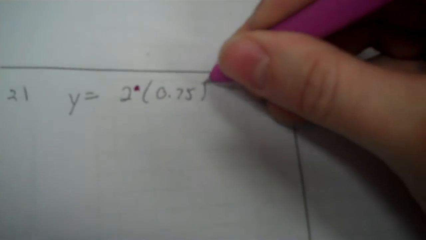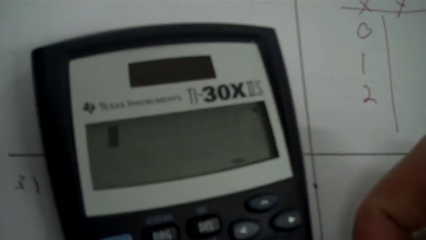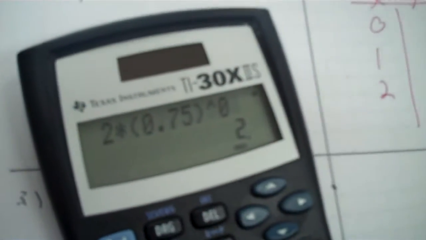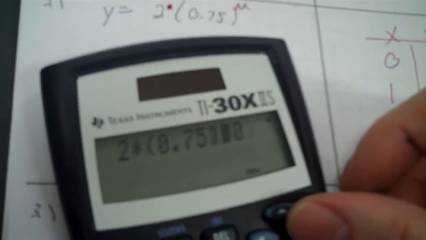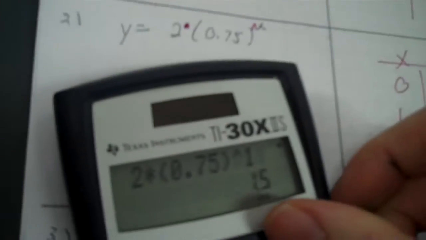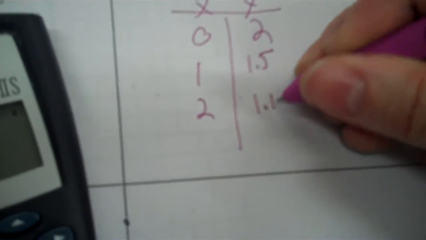Okay, number 2, 2 times 0.75 to the x power. So 0, 1, and 2. So we have 2 times 0.75 raised to the power of 0. So that's 1 times 2 is 2. And then if I raise it to the first power, I get 1.5. That's going down. Now if I raise it to the second power, then I get 1.125. Okay, this is a decay.